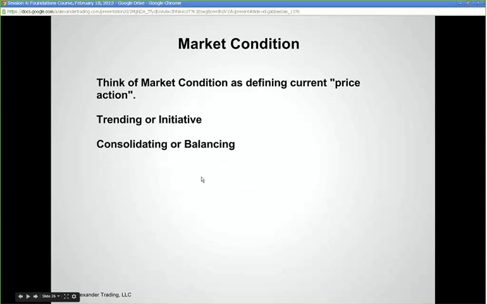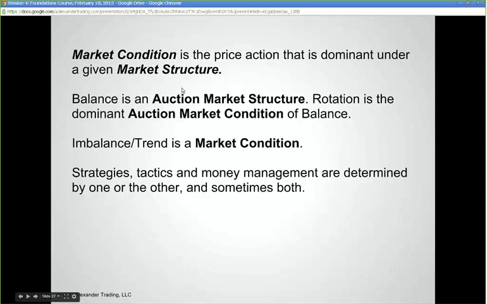Market condition. Now, market condition, think of it as defining current price action. It's trending or initiative. It's consolidating or balancing. A market condition is involved in creating market structure, but it's not market structure itself. So does this help? Market condition is the price action that's dominant under a given market structure.